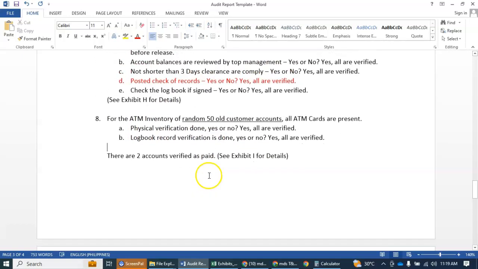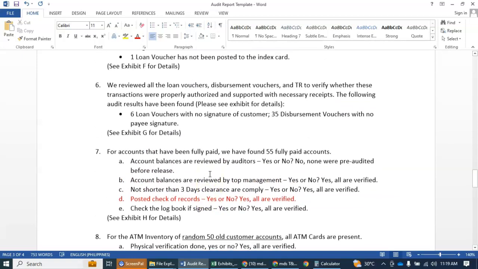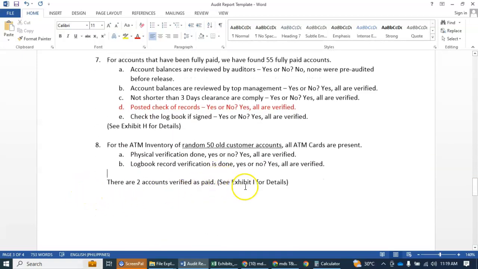So every detail of this, every accounting audit procedure, is actually reflected in the exhibit. So that's it.